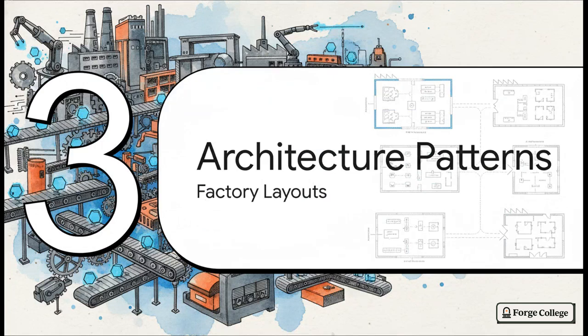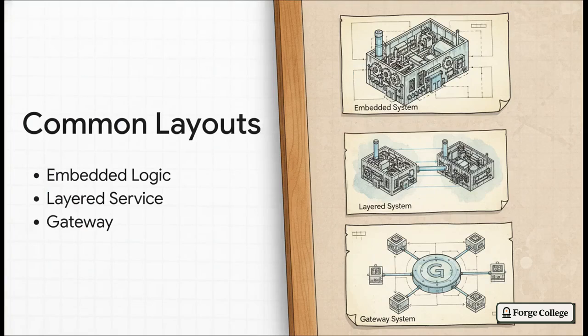Which brings us to section 3, architecture patterns. Let's look at some factory layouts. Just like a physical factory, your assembly line can be arranged into totally different layouts depending on your specific operational needs. Because let's be real, there is absolutely no one-size-fits-all in Web3. The 3 main layouts you're going to see out in the wild are embedded wallet logic, layered wallet service, and gateway composition. Now, each of these tackles the exact same fundamental problem, but they place those 4 stations we just looked at in different digital locations based on your trust assumptions.